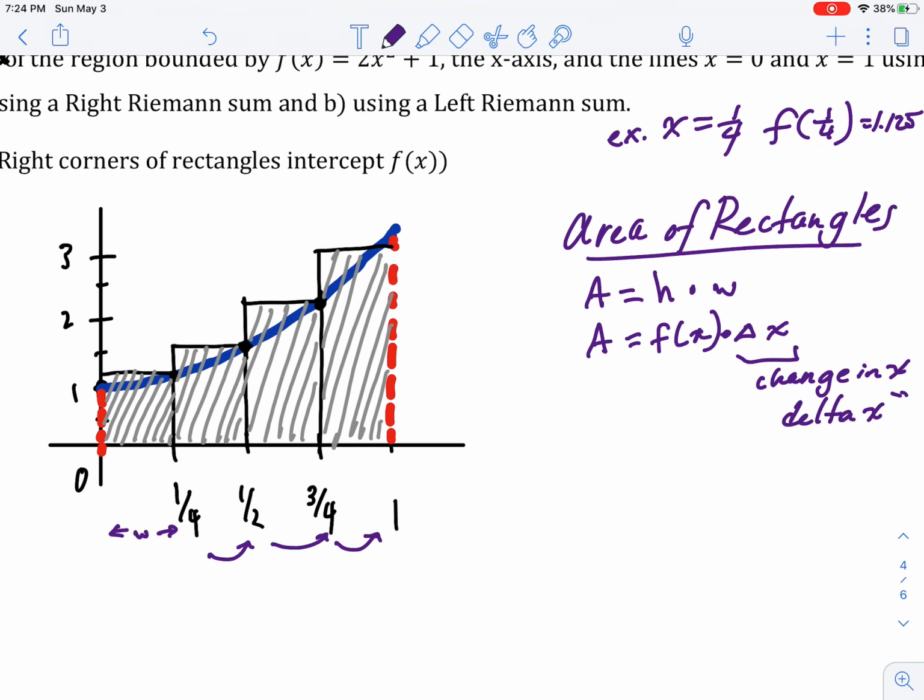We call this our delta x. It's a Greek letter, delta x. It's our change in x. So our x values are changing by 1/4 each time. So that's always going to be our width.